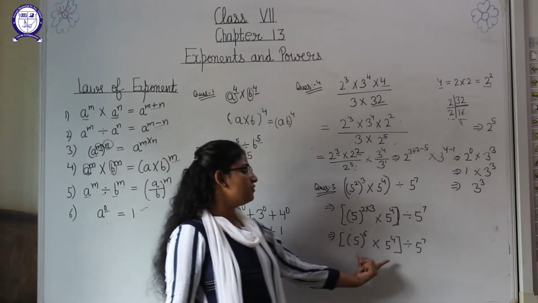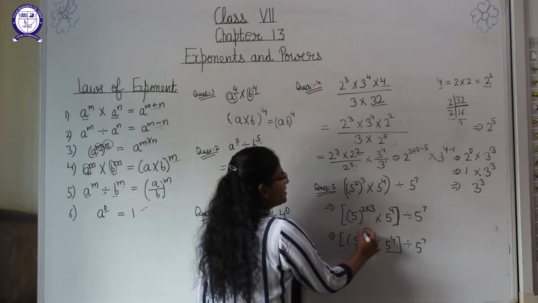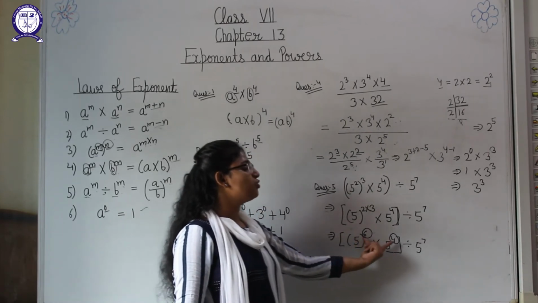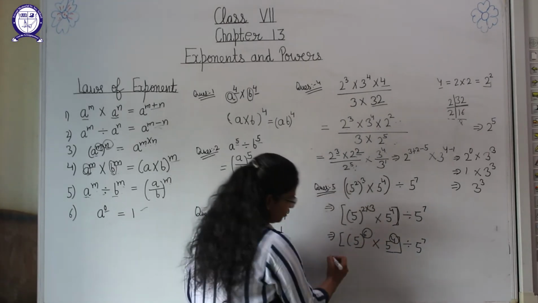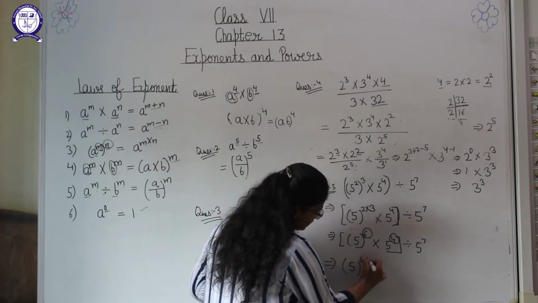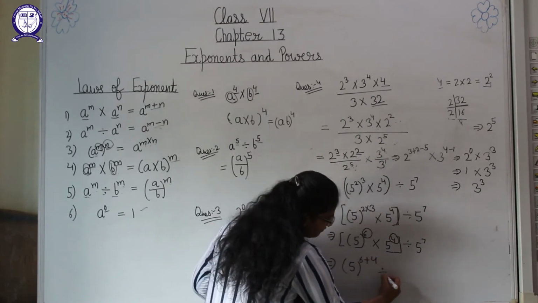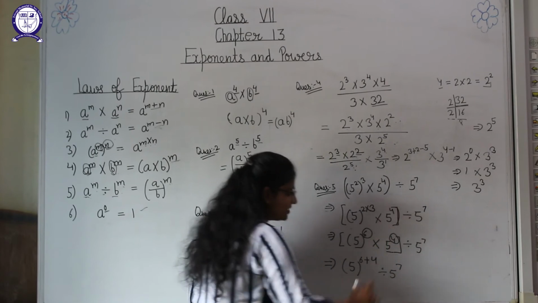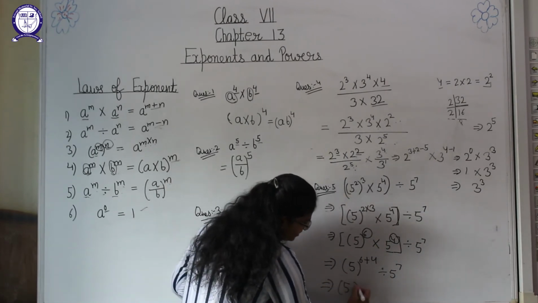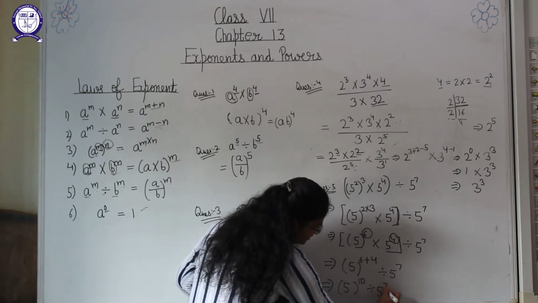Now in this bracket we have the same bases, 5 and 5, and their powers are different, 6 and 4, and these are in multiplication. It means these two powers will be added. So we will write 5 raised to the power 6 plus 4, divided by 5 raised to the power 7, which will be as it is. Here 6 plus 4 will be 10, divided by 5 raised to the power 7.